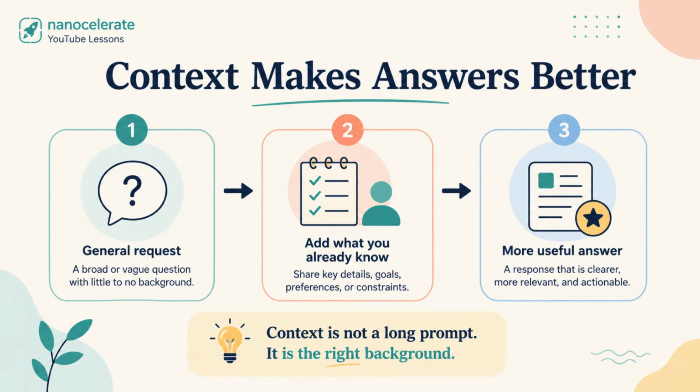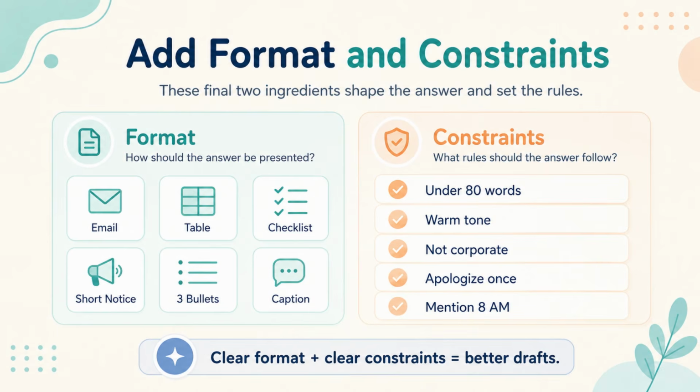Without context, the answer may sound cold or generic. With context, the answer can fit the actual situation. Context is not about writing a long prompt, it is simply about telling AI the things you already know. Now, let us add the final 2 ingredients, format and constraints.